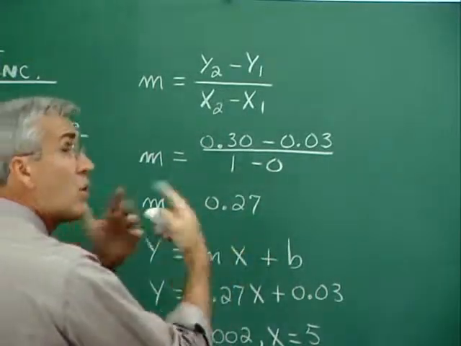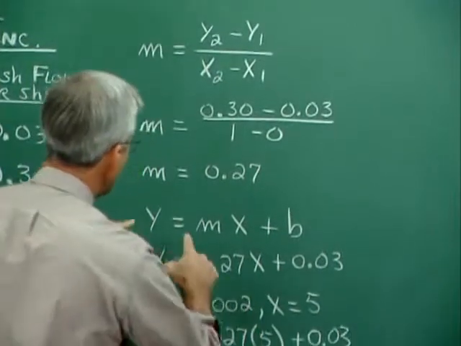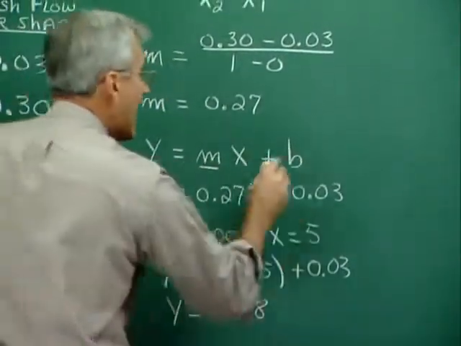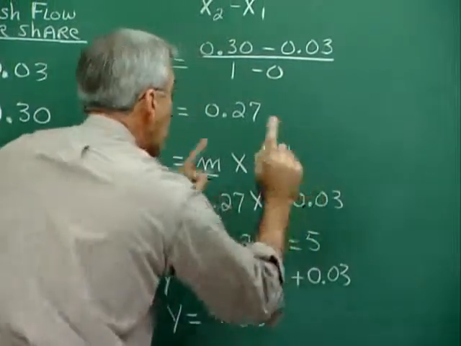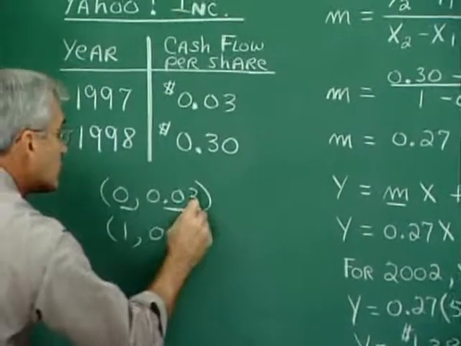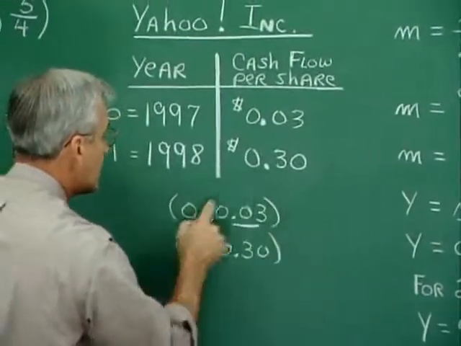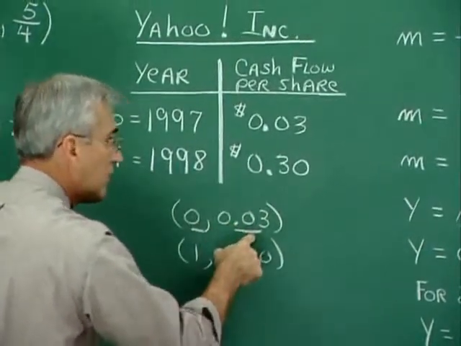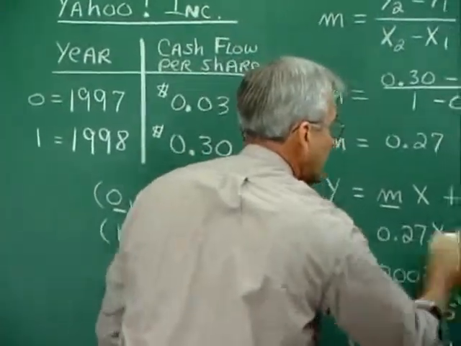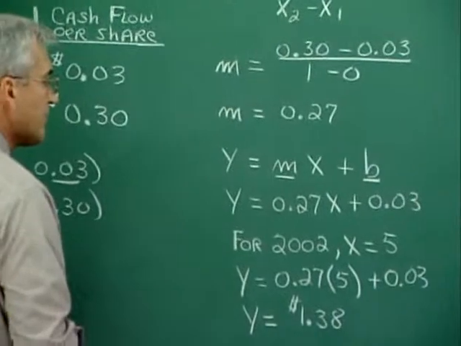Now let's go to the equation form. Well, gee, we can use this mx plus b because we have a slope. We calculated it right here. And we have the y-intercept, because we have the 0 and this number. So the y-intercept is 0.03. So we replace b with 0.03 in our equation.